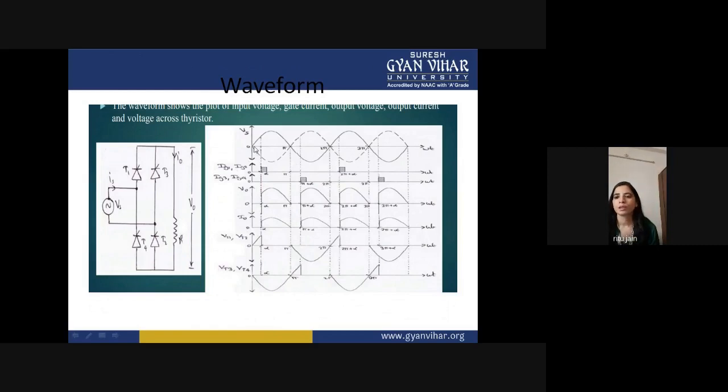First we will discuss the positive half cycle. When the supply is in the positive half cycle, this terminal will be the positive terminal and this terminal will be the negative terminal. When this terminal is positive, only T1 will be forward biased and T4 will be reverse biased.